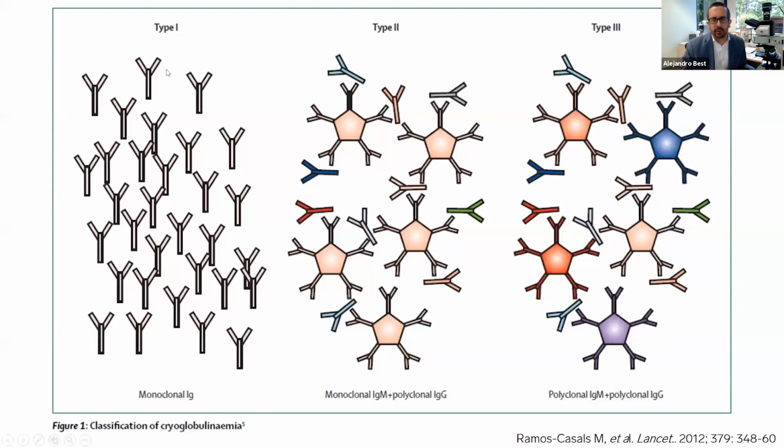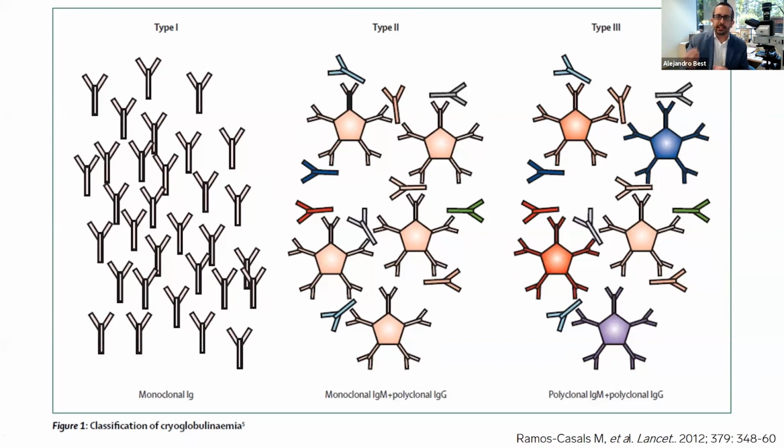So for a long time, we've classified cryoglobulins into 3 types: type 1, type 2, type 3. Type 1 is a monoclonal immunoglobulin, period. It's a monoclonal immunoglobulin that if you cool it to 4 degrees, it agglutinates. That's the definition of type 1 cryo. Type 2 and type 3 cryos are a little bit more interesting.